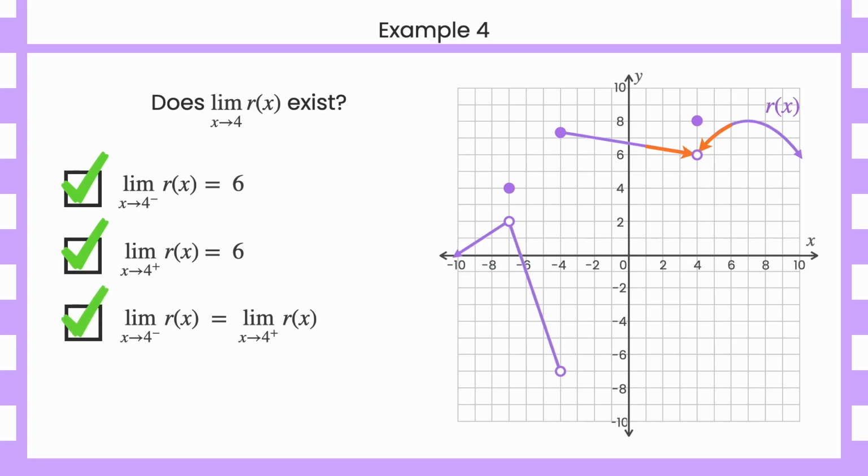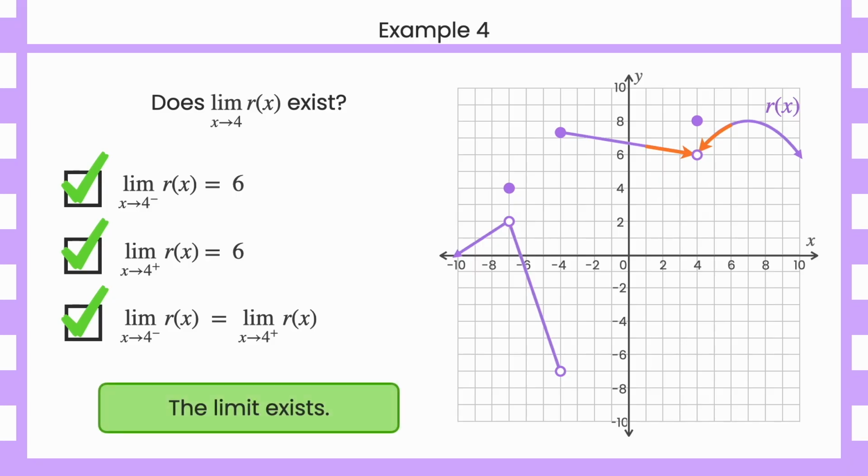You may notice that the value of the function when x equals 4 is 8, which doesn't match with the left and right-hand limits. But this isn't relevant to whether the limit exists. All three of our criteria are met, and so the limit as x approaches 4 exists. Let's try one final problem together.